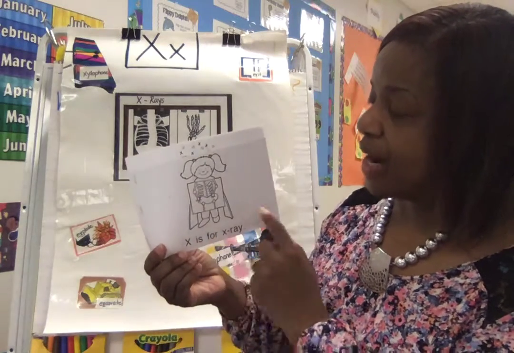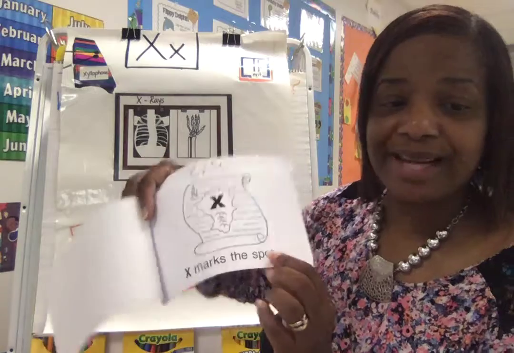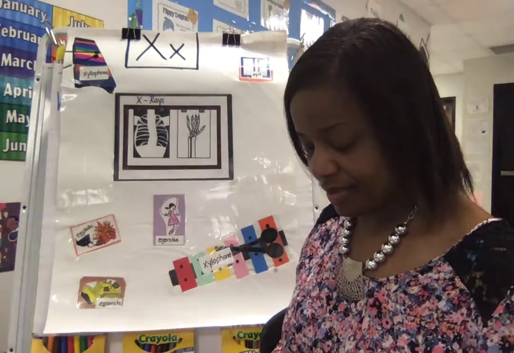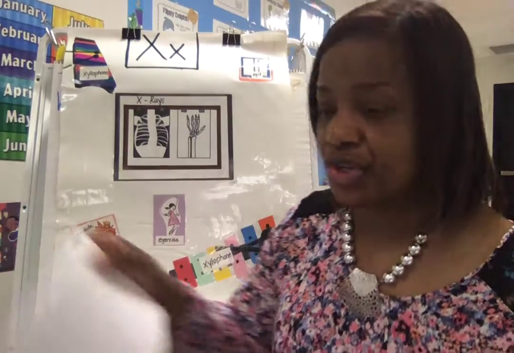All right, let's read this book. X is for X-ray. X marks the spot. X is for kisses. I have a lot. Say spot, lot. Those are our words that rhyme. You know that you're going to circle all the X's with a what? Crayon, and circle the lightning words with a pencil.